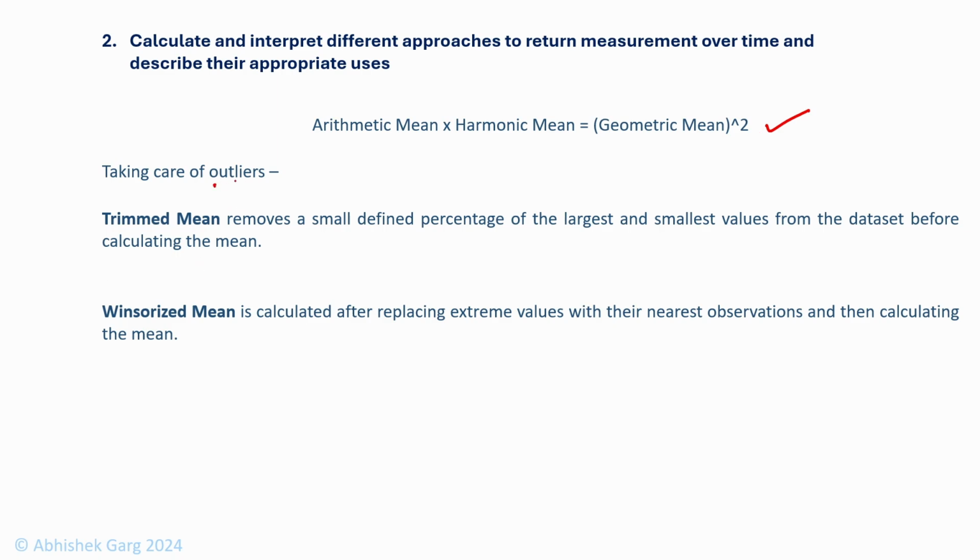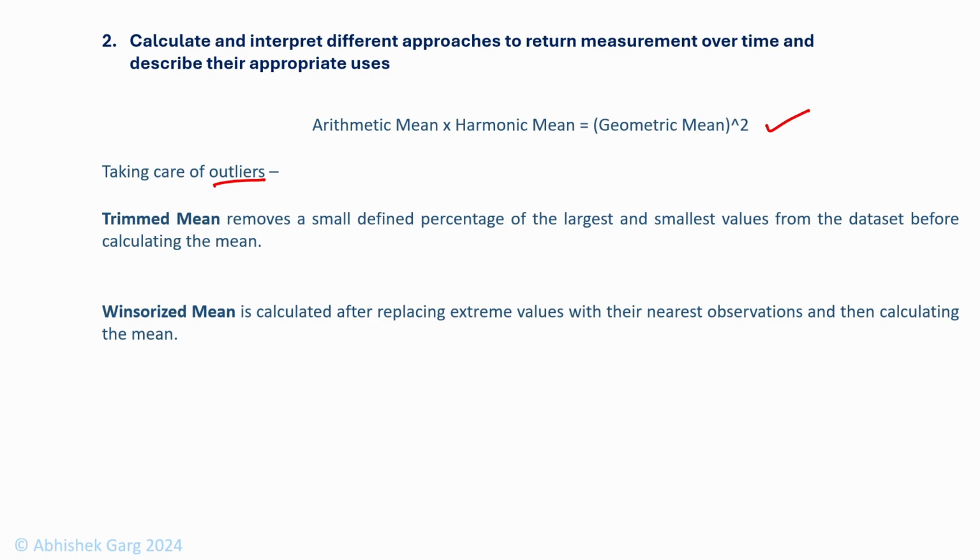Now let's talk about the outliers. What are outliers? Outliers are the extreme values that you have in your data set. Now there are two methods of handling the outliers. The first is trimmed mean. Trimmed mean removes a small defined percentage of the largest and smallest values from the data set before calculating the mean. So trimmed mean is calculated as: remove the 5% of the lowest values and 5% of the highest values, and then calculate the mean of the remaining 90% values. That will be your trimmed mean.